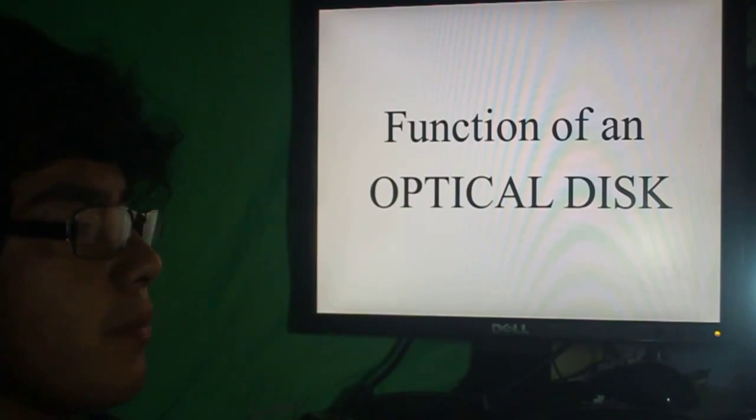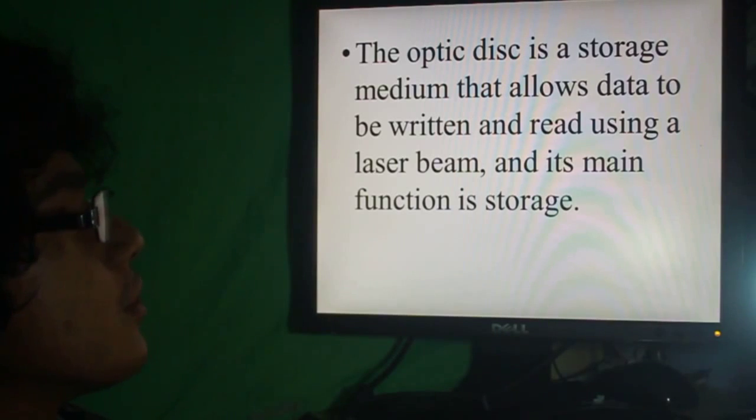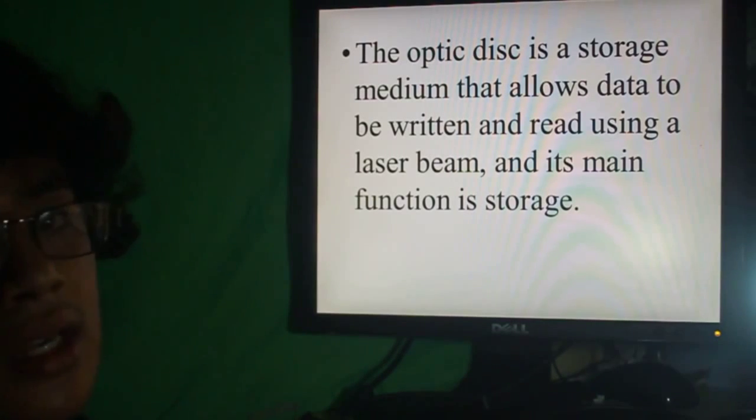Functions of an optical disk. The optical disk is a storage medium that allows data to be written and read using a laser beam. Its main function is storage. An optical disk is also a secondary storage because it's non-volatile in nature.